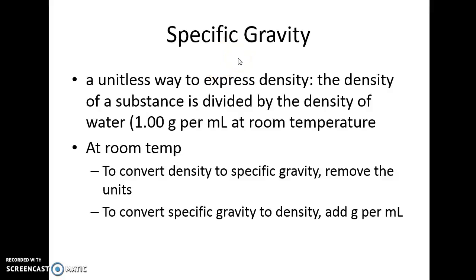There is something called specific gravity, and you'll see these in lab reports. It is a unitless way to express density. Specific gravity is just the density divided by the density of water. Well, the density of water is 1 gram per milliliter. So when you look at your specific gravity, all you have to do is put grams per milliliter on the end of it, and you've got the density. All you have to do is take the units off it, and you've got the specific gravity. Take units off density, and you've got specific gravity. It's that simple.